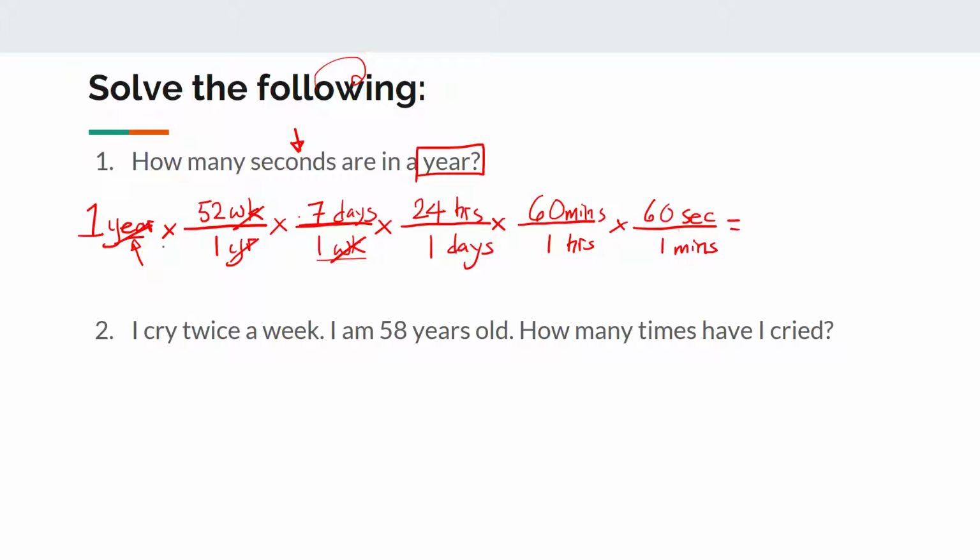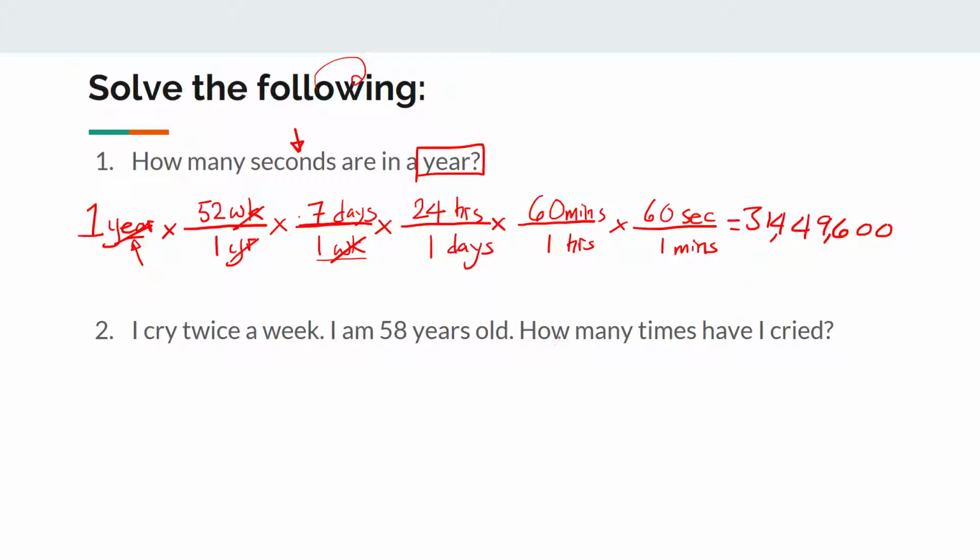Now I just have to do all the math, right? So if they're on top, I multiply. If they're on the bottom, I divide. So I do 1 times 52 times 7 times 24 times 60 times 60. And I get a very large number. I get 31,449,600. Put little commas here, and it's 31 million seconds.